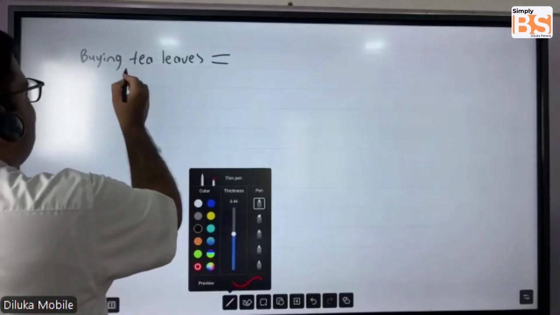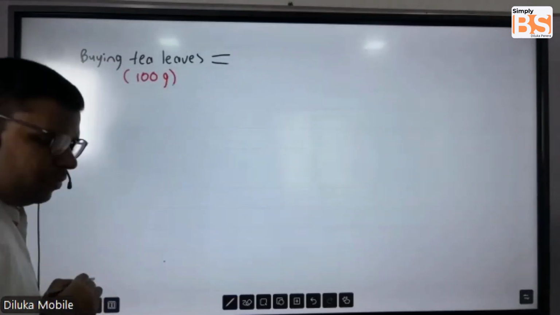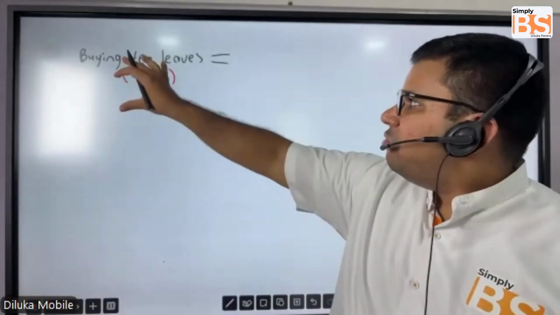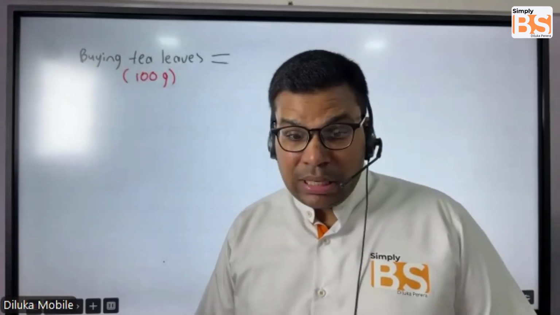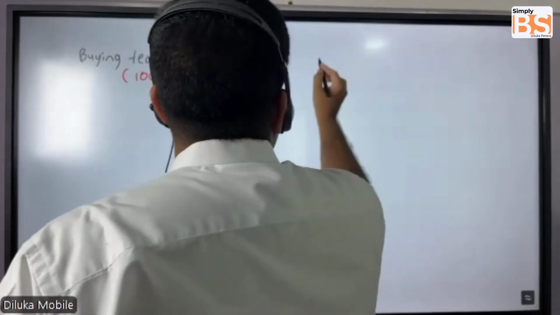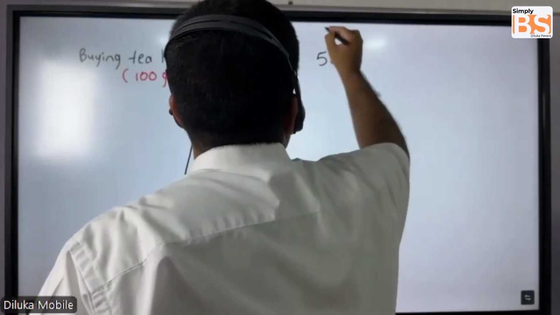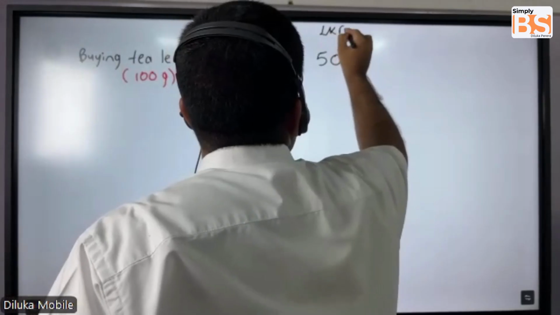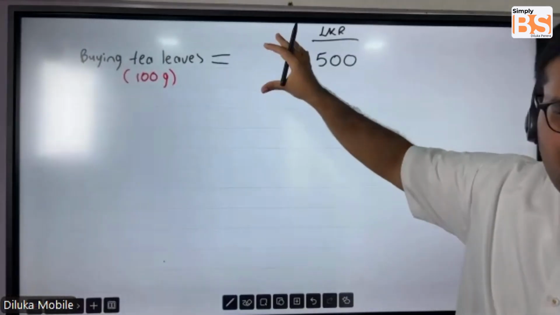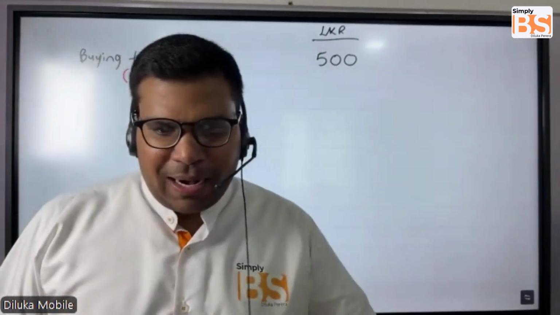Let's say the company is buying 100 grams of fresh tea leaves for 500 rupees. It's LKR. So this is actually the cost of raw material, right?